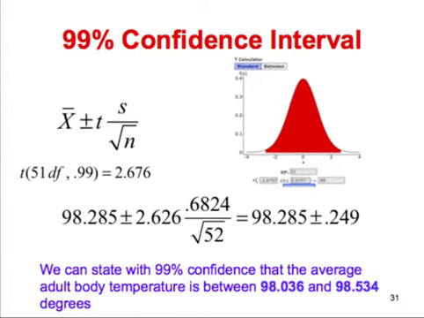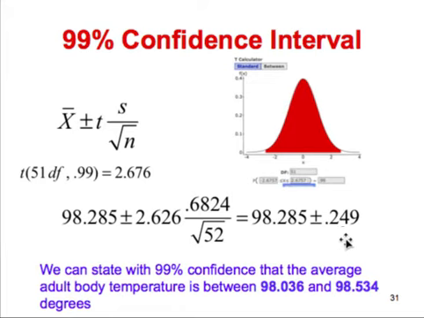The calculation of the 99% interval is very similar. The only difference will be in the critical value of t. Now the area in between becomes 0.99. We get a new critical value. This should say 76. And the margin of error works out to be 0.249, which is larger because we've increased the confidence level.